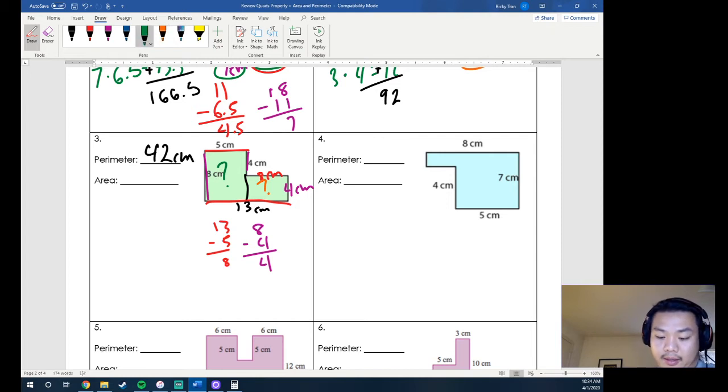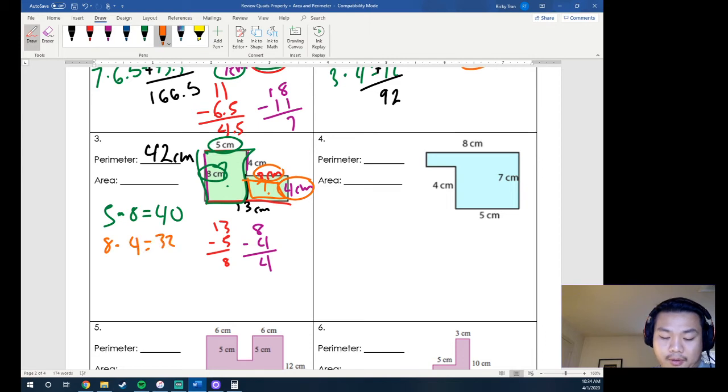So the green area, we're gonna take 5 and multiply it by 8. So 5 times 8 is equal to 40. The orange area is right here, or 8 by 4. So 8 times 4, which is 32. We add the sum of the two, and we get 72. So 72 centimeters squared.